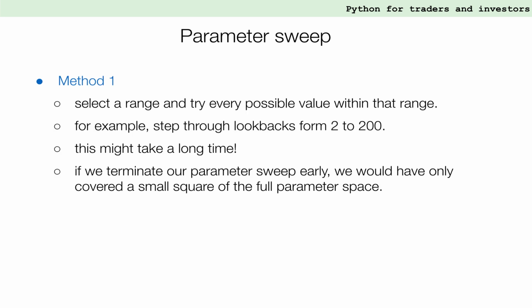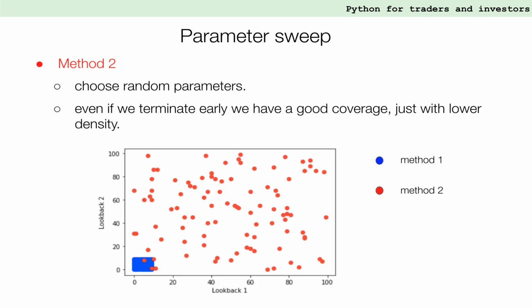There are a number of different ways to generate parameters for our strategy. The most obvious is to select a range, and then try every possible parameter within that range. Since our lookback windows are integers, we could step through lookbacks from 2 to 200 and gather the results. However, this would mean we need to run close to 20,000 backtests, which might take a long time. Furthermore, if we terminate our parameter sweep early, we would only have covered a small square in the full parameter space.